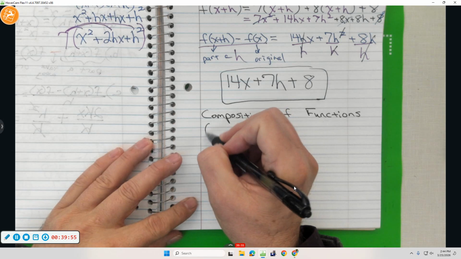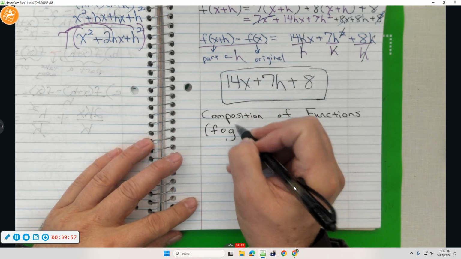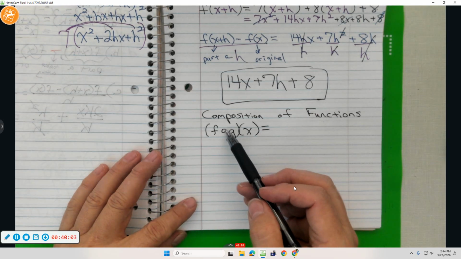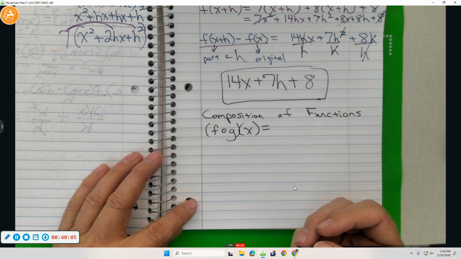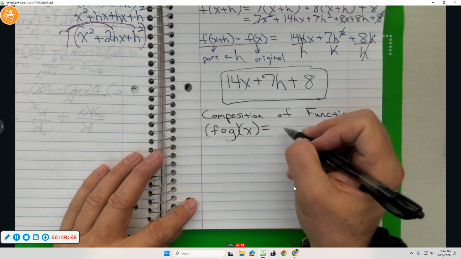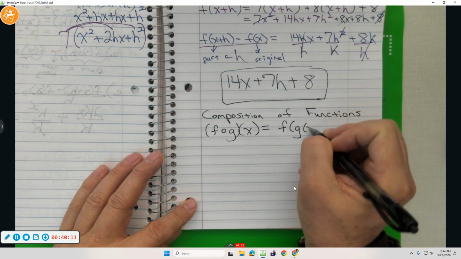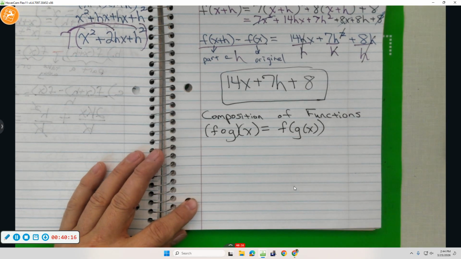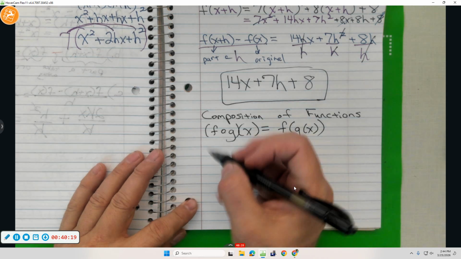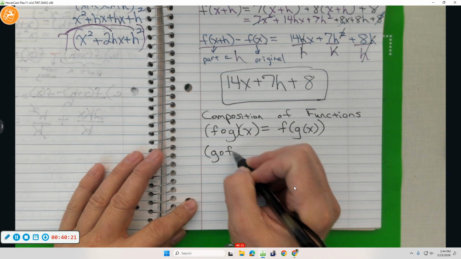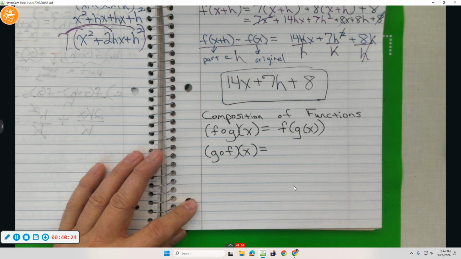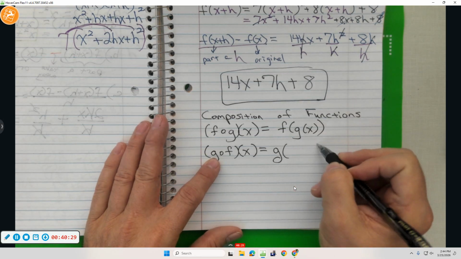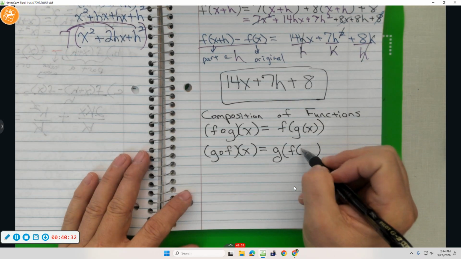Here we go. F composed with g of x looks like it says fog. That's a little o. That's defined to equal f of g of x. And g composed with f of x. Suppose the function g had been written first. G composed with f of x, that means g is on the outside and your inner function is f of x.